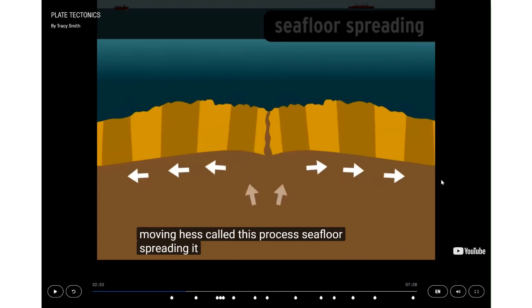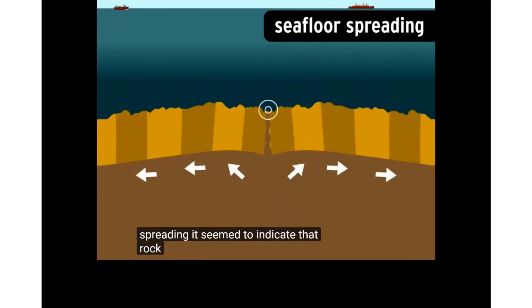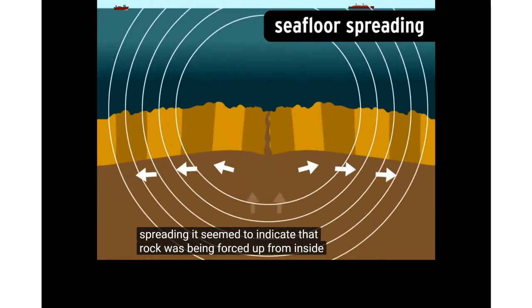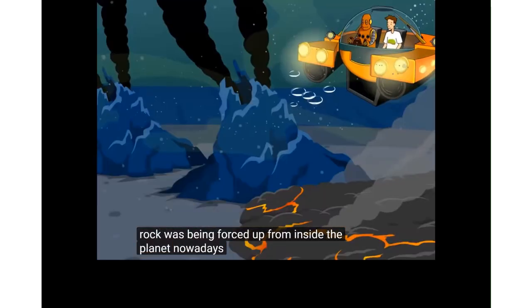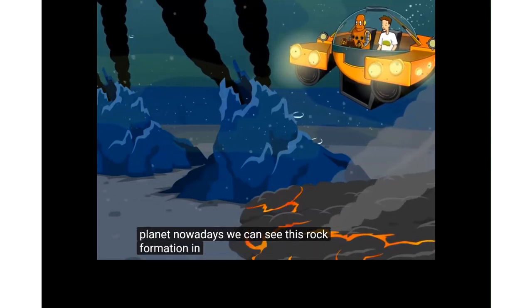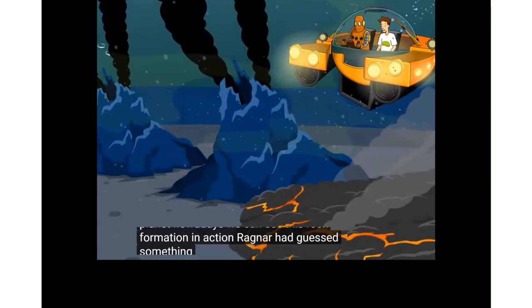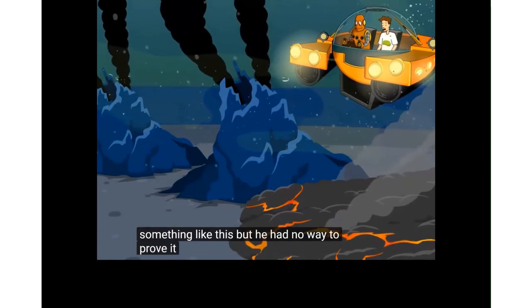So what is he saying? Basically, that new Earth is coming up from this opening right here, and the sea floor is actually spreading. So what's coming up is actually the newer rock, and it's pushing out to the sides the older layer. It seemed to indicate that rock was being forced up from inside the planet. Nowadays, we can see this rock formation in action. Wegener had guessed something like this, but he had no way to prove it at the time.